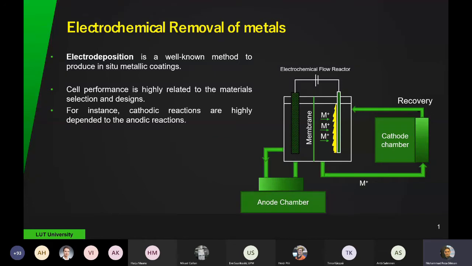Here in the schematic, we have the electrochemical flow reactor, which has the cathodic chamber and anodic chamber. The metal can be coated or separated from the solution onto the cathode, and we have the anodic chamber, in which the anodic reactions are performed. Therefore, cathodic reactions are highly dependent on the anodic reactions. So if we can increase the anodic reactions, we can have a better removal of metals in cathodic reactions.